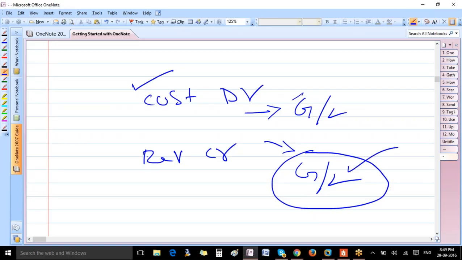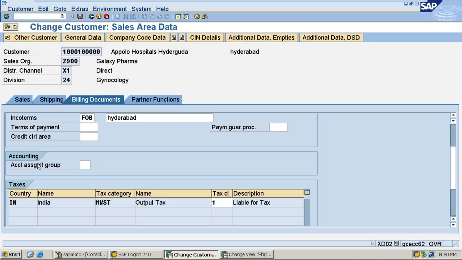Why? Because if he is an export customer, he will determine one GL account. I want all my foreign revenues to be posted into one account, and all my domestic revenues to be posted into some other GL account. So how is this influenced? It is influenced based upon this particular account group, because if he is a domestic customer, I'll maintain some value here, x1. If he is an export customer, I'll maintain a value x2. So this is a parameter which will influence what kind of GL account is determined.